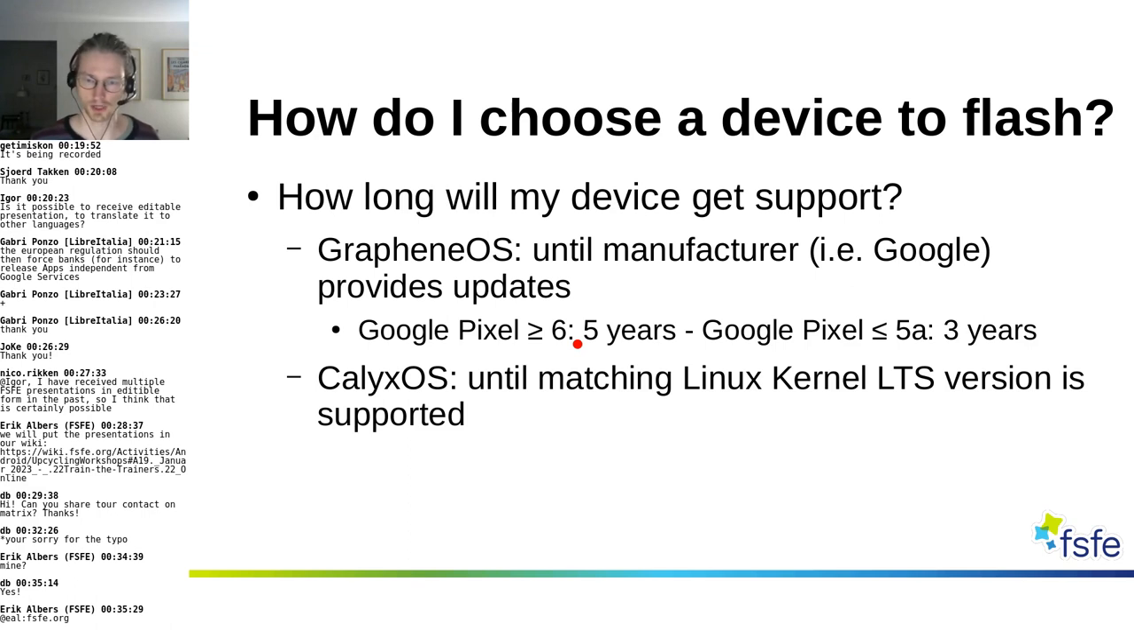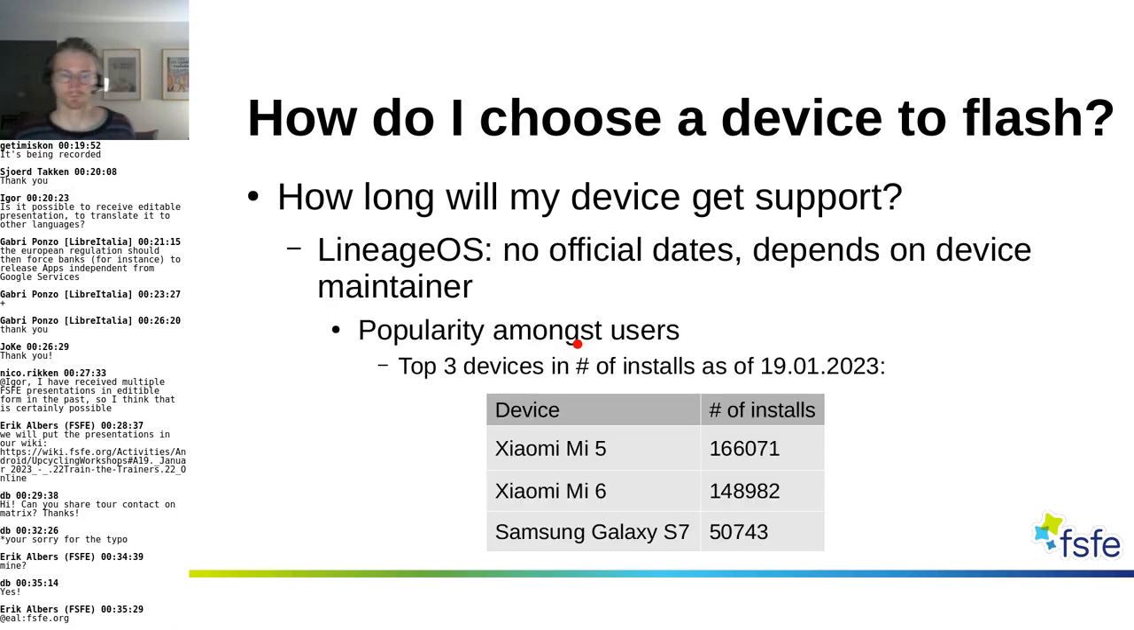And then for CalyxOS, it's almost the same as GrapheneOS. They just support them a little bit longer, until the matching Linux kernel LTS version is supported. And they also support almost the same devices, with the exception being the Fairphone 4 right now for CalyxOS. And then for LineageOS, it's actually not that clear. There are no official dates. And it very much depends on the device maintainer, how long he wants to support the device. And he could drop the support at any time. There are cases where they lose their phone, break their phone, get a new phone, it's not the same one, and then drop the support.